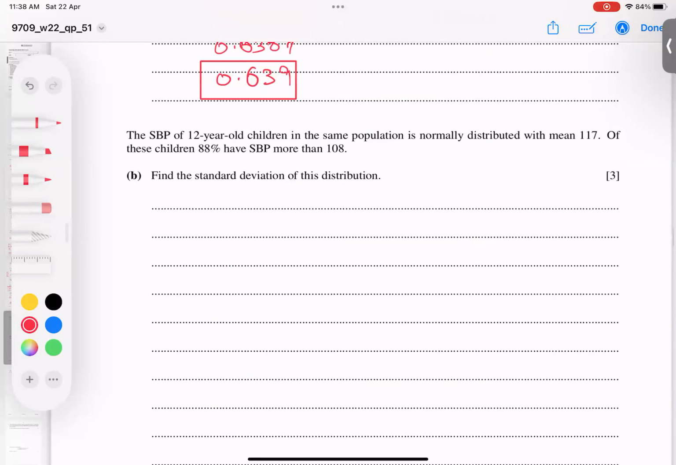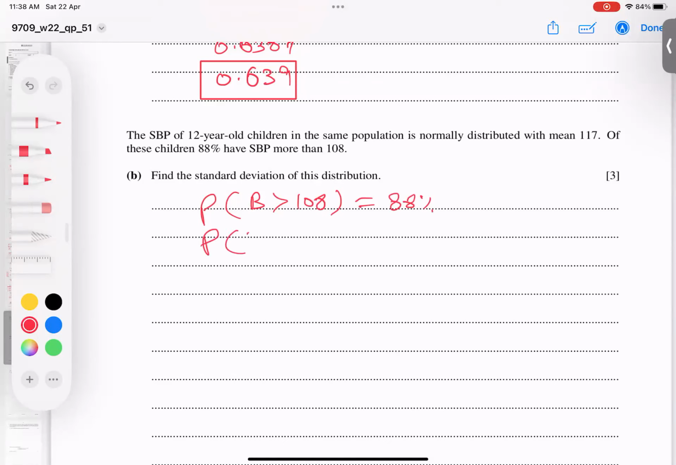Next question. He's saying that the blood pressure of 12 year old children in the same population is normally distributed, the mean is 117, and 88% of children have more than that. 88% of children are more than 108. So if I write blood pressure more than 108, how many is that? 88%.